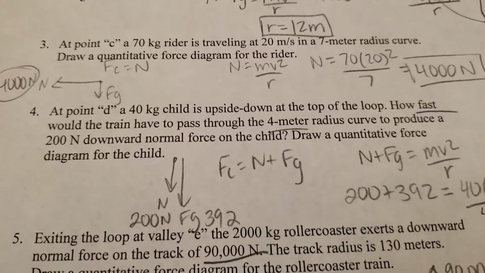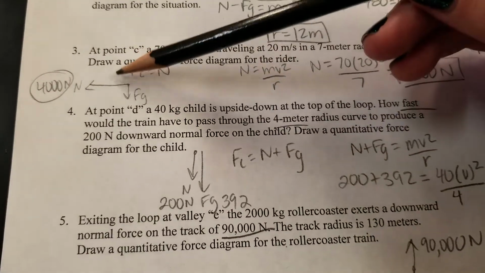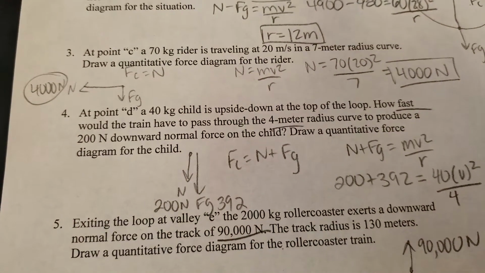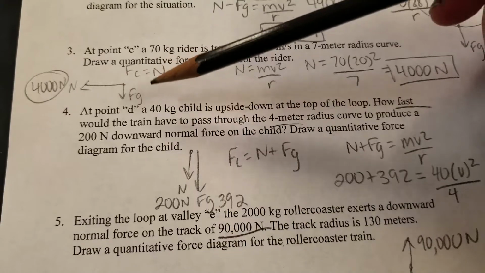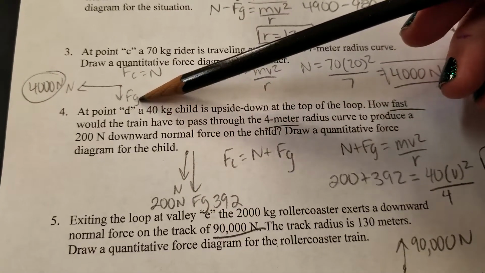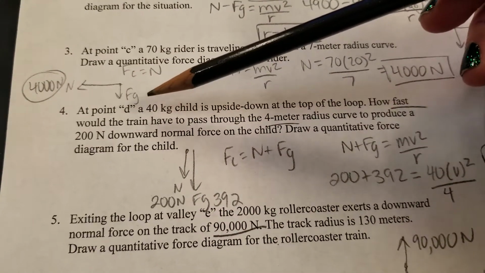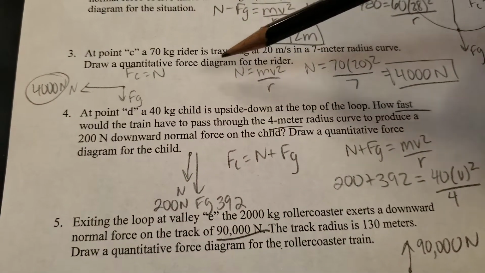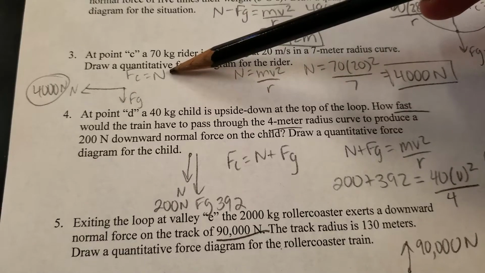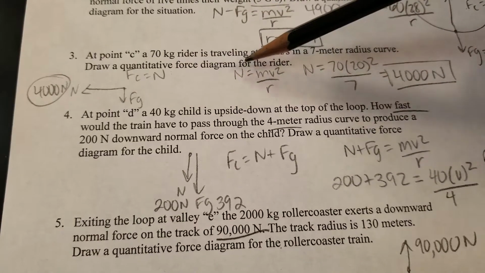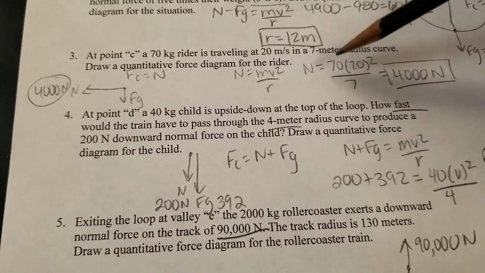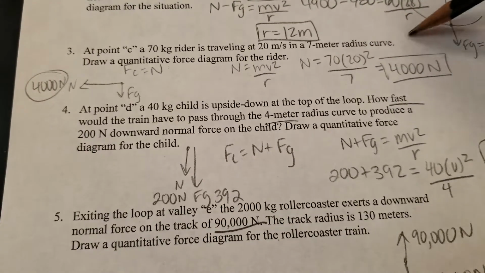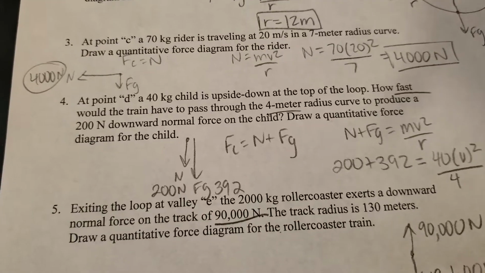Number 3, so this is the side of the loop. So we have the normal force pointing to the left and the force of gravity pointing straight down. Now, in this case, the force of gravity is neither center seeking nor center leaving. There's no component there, so it has nothing to do with the centripetal force. So the only force that is my centripetal force is the normal force. So we have N equals mv squared over r. I'm given the mass, the speed, and the radius. Just plug those in, and you can get a normal force of 4,000 newtons.